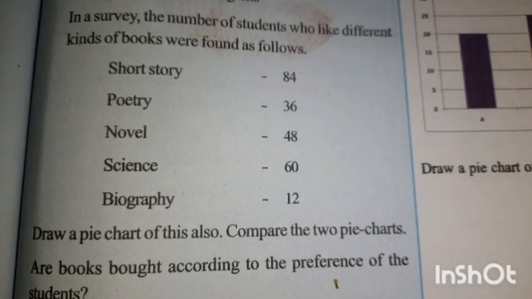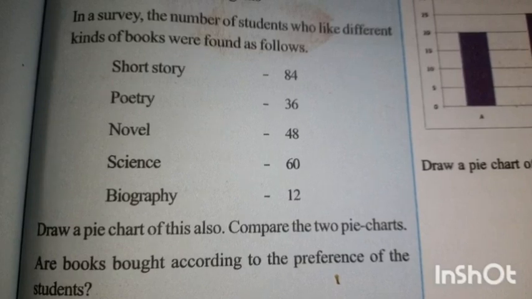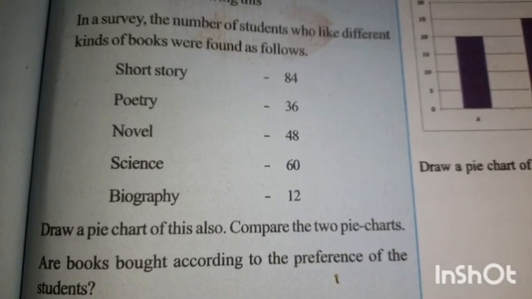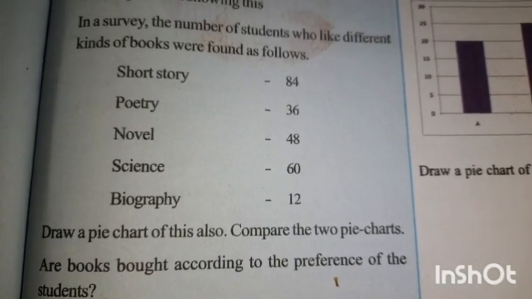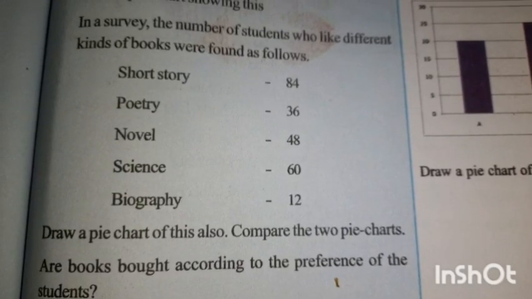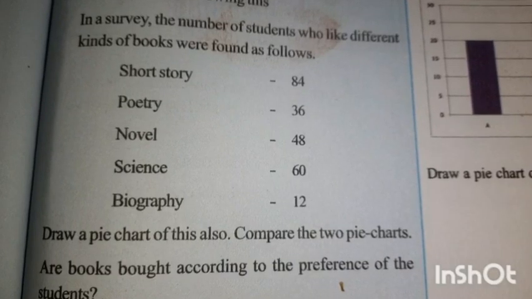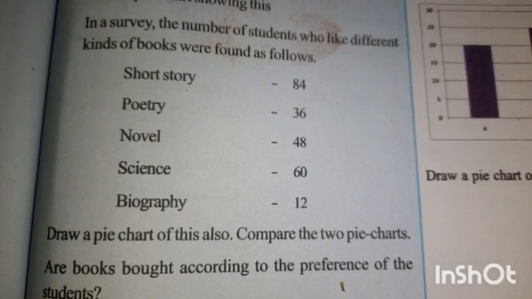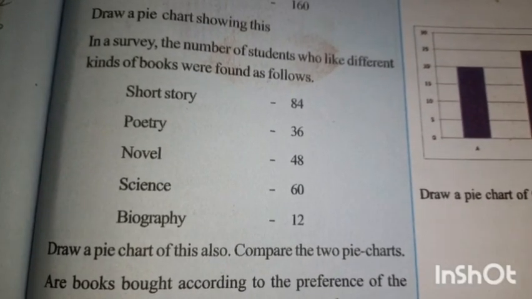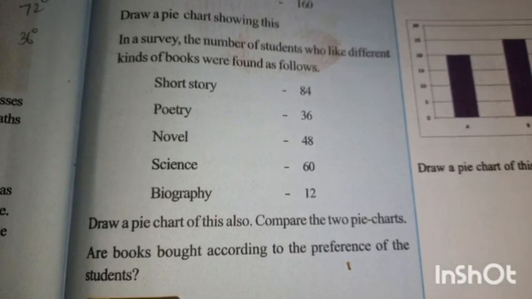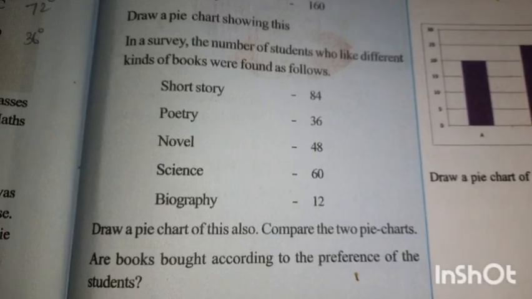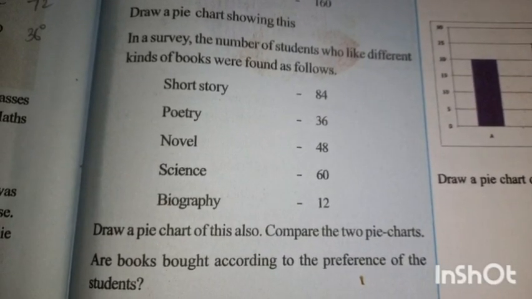In a survey, the number of students who like different kinds of books were found as follows: short story 84, poetry 36, novel 48, science 60, biography 12. Draw a pie chart of this and compare the two pie charts, the previous one and this one. That means, are the books bought according to the preference of the students? To answer that question, you have to compare with the previous question also.